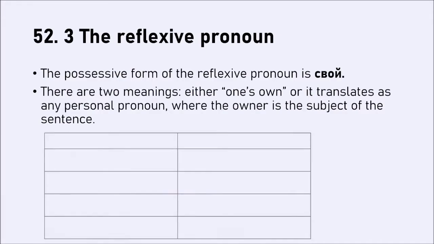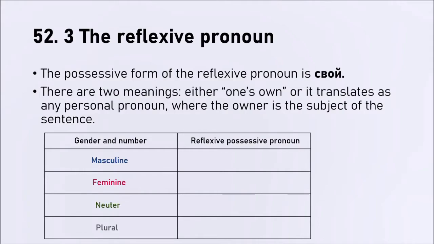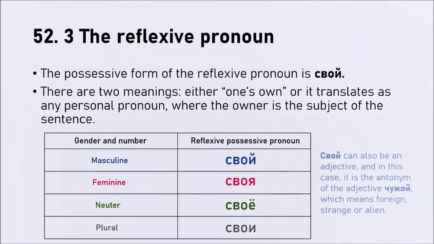Let's just have a look at the agreements. So again, gender and number, and then the reflexive possessive pronoun. That's the correct name for it. Свой for masculine. And just like any other possessive pronoun, it will change depending on what it is describing. Своя, своё, свои. Свой, своя, своё, свои. Now, one interesting little point here, свой can actually be used as an adjective as well.